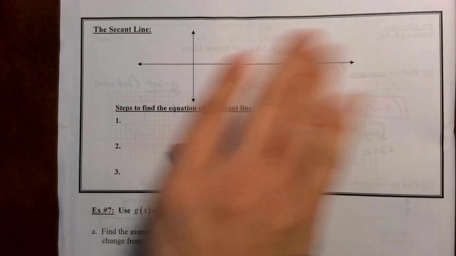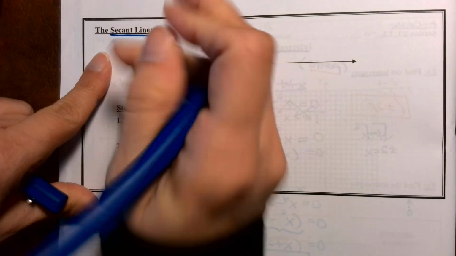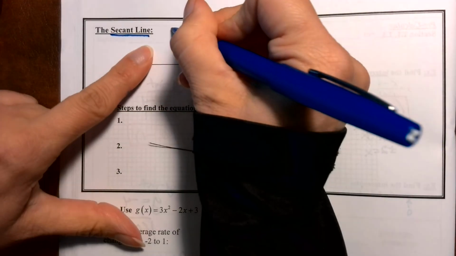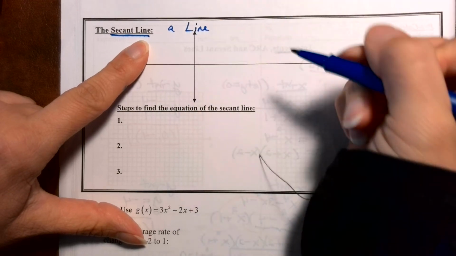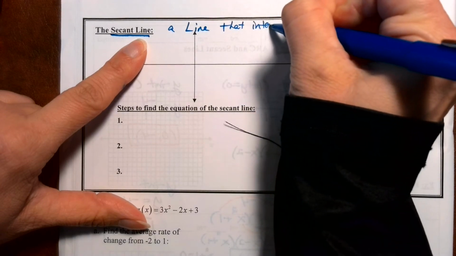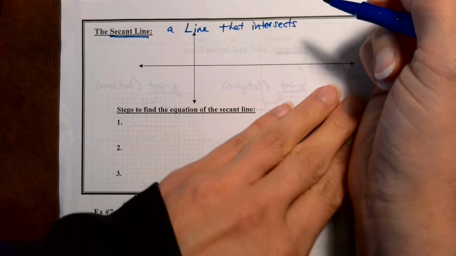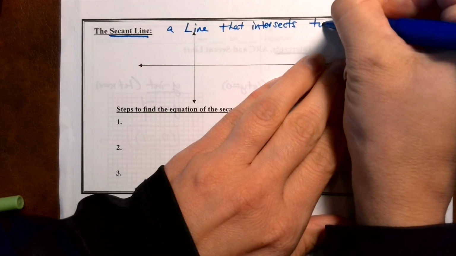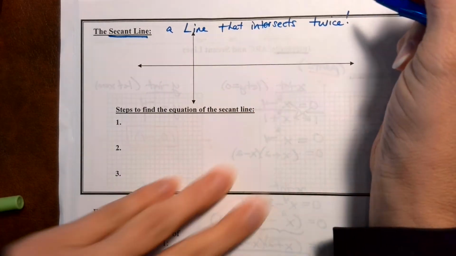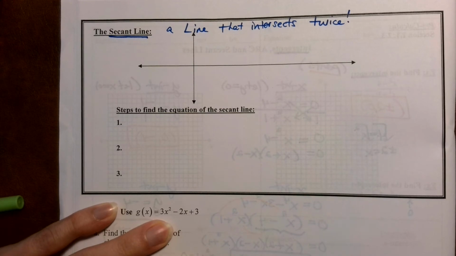People that just came from geometry classes might recognize this word a little bit: a secant line. What a secant line is, well, it's a line, of course. It's a line that intersects. I think you did this a lot in geometry with circles and stuff. It intersects twice. Does anybody remember what it's called if the line touches once, if it just brushes once?